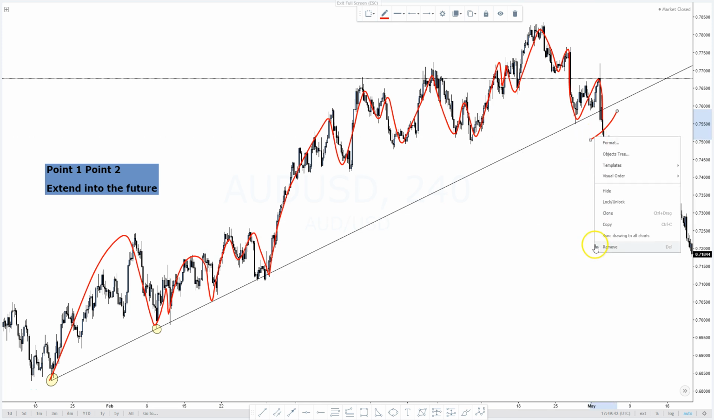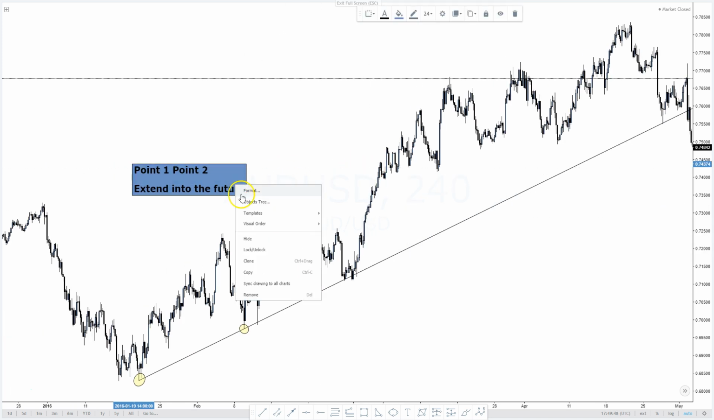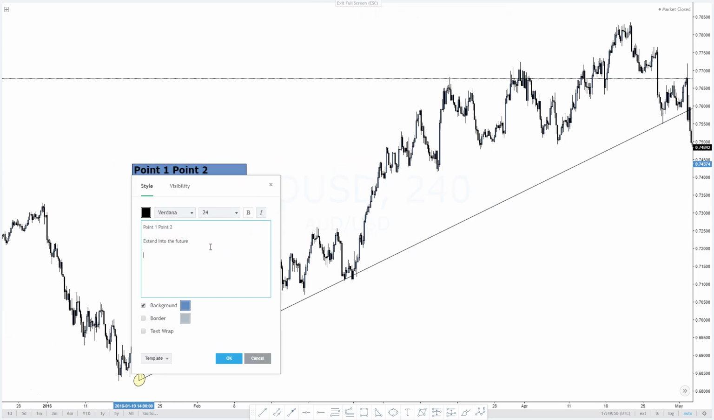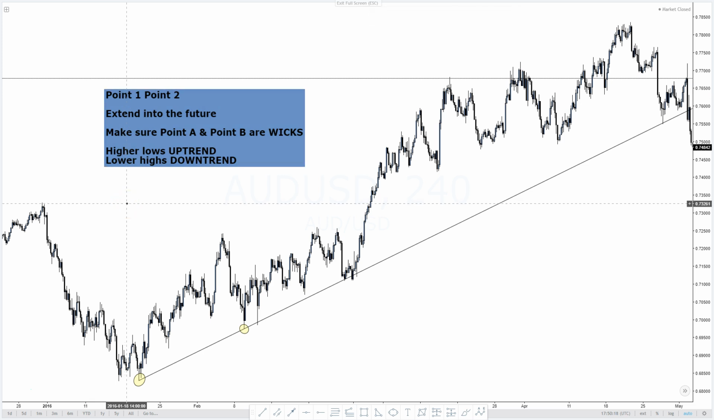It's so simple. Trend lines are going to help you guys, so let me write down that it has to be wicks. It's very important. So for rules, make sure point A and point B are wicks. Okay, it's going to be the higher lows for the uptrend and lower highs for the downtrend. So write that down, take notes. You guys know what to do. You guys are students, you guys are smart. This is simple stuff, guys, but it's going to help you a lot in your trading.